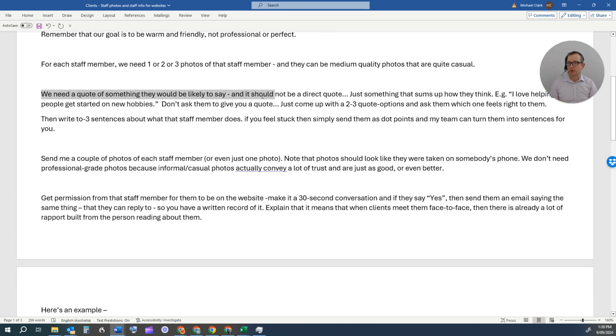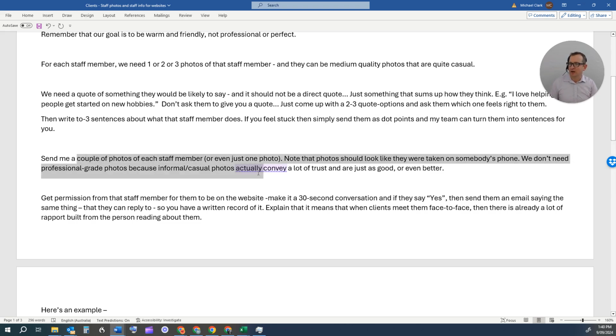Okay, then we need a quote. Remember, it's something they're likely to say. It doesn't have to be word for word. It's just something that they'd be likely to say. And if they're in the office with you, you can run it past them. But if they're not, as long as you know they wouldn't have an issue with it, and as long as they've given permission for you to go ahead and do this, then I don't see any reason not to.